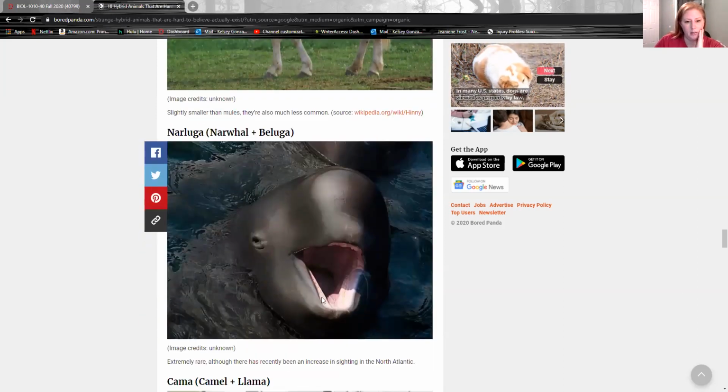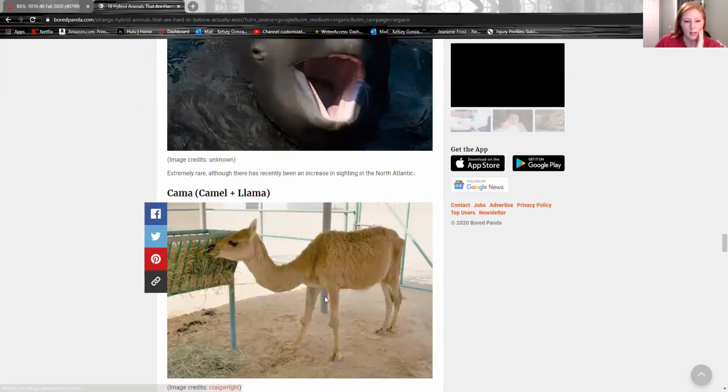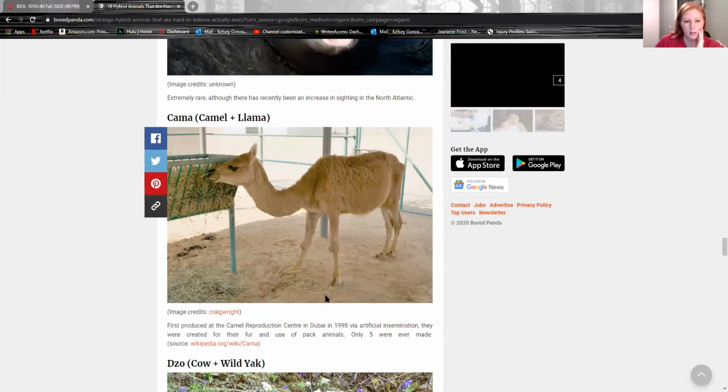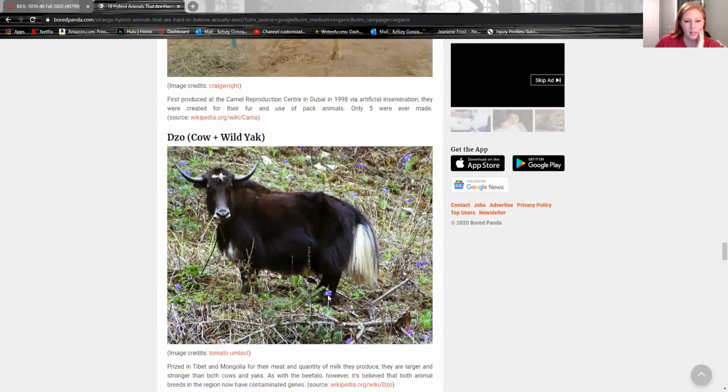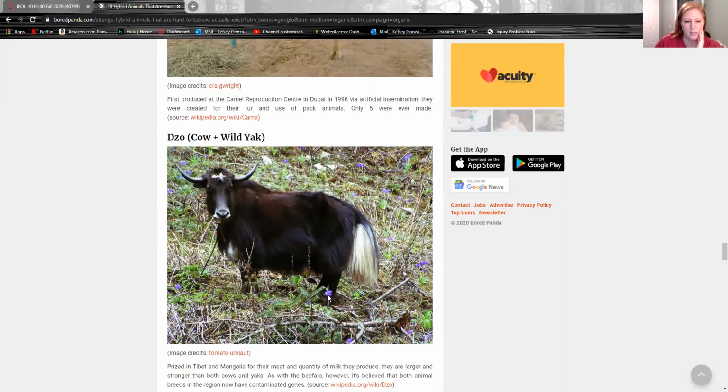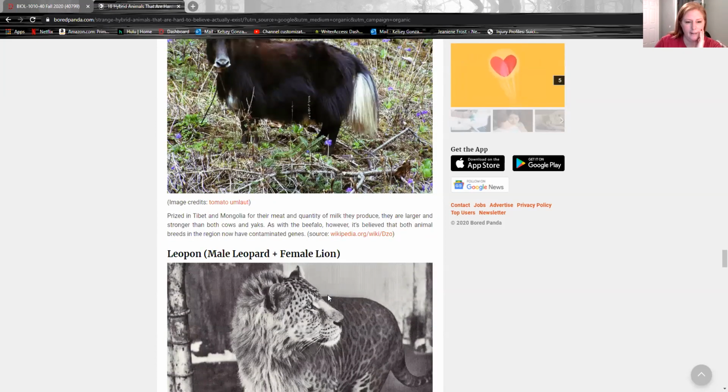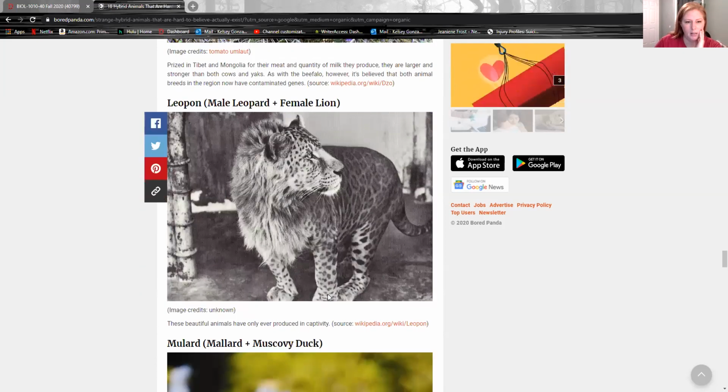Narwhal and beluga. The narluga, that's just a fun word to say. The camel llama, the camel. I'm going to say no to that too. Both spitting animals, and no. The zoe, cow plus a wild yak. Looks like something Disney drew. Leopon, male leopard and a female lion. Got some of the mane there.